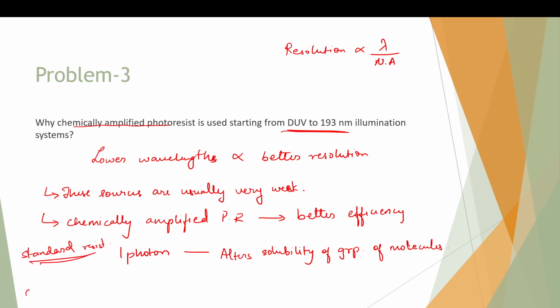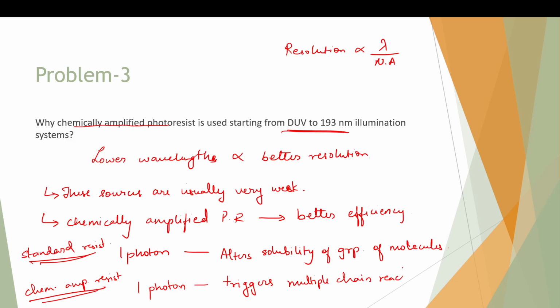Okay. So when we use chemically amplified resist, what it will do is, a single photon from the source, so these are very weak sources, right? So every photon is very costly. So a single photon will start a chain of reactions. Not just a single one, it will trigger multiple chains of reactions. So because of this, a large group of molecules will get exposed by a single photon.